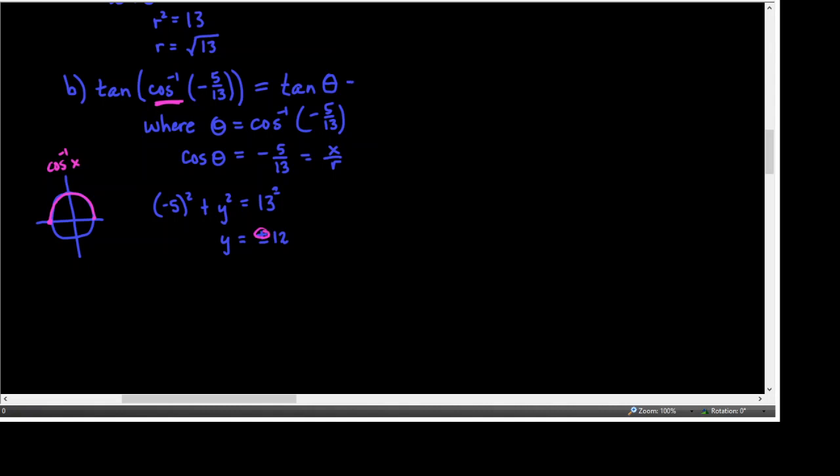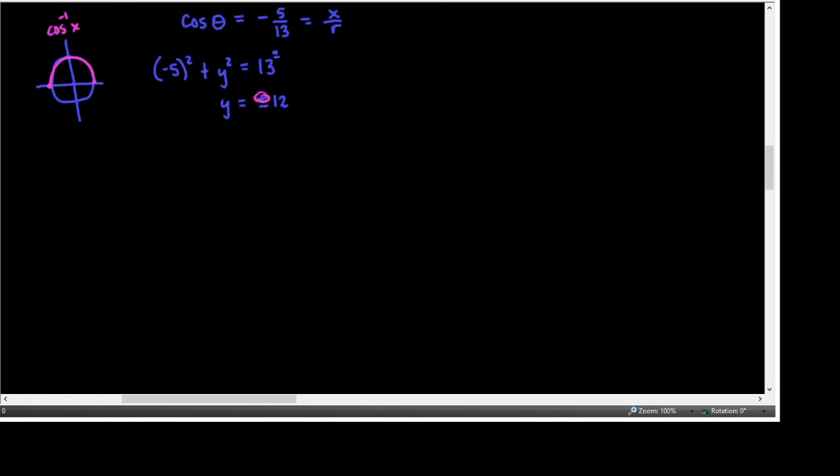Okay, so the definition of tangent is y over x. So by substitution, that's positive 12 over x, which is negative 5. So the final answer is negative 12/5. Okay, and we didn't have to do that in the first one because r can't be negative, so it wasn't an issue in that one. All right, now let's ramp it up another notch, and let's do this one without a calculator.